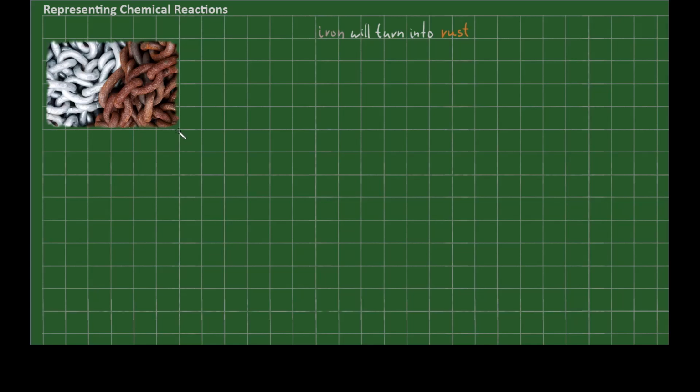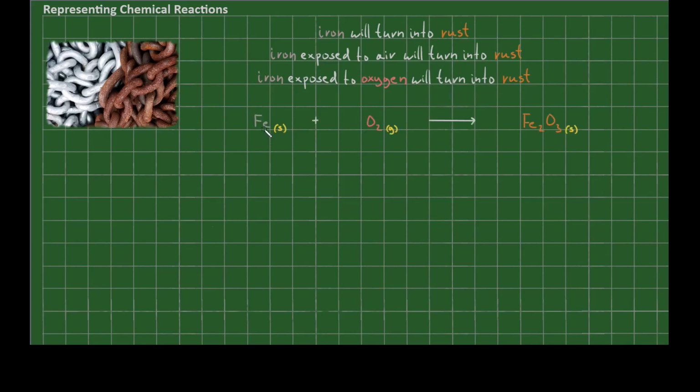It usually happens in presence of air. I could then say that iron exposed to air will turn into rust. But what is it in the air that causes iron to turn into rust? Well, it turns out it is oxygen. And so now I could say that iron exposed to the oxygen in the air will turn into rust. How can I represent it using chemical formulas? Here we have Fe for iron, O2 for oxygen, and Fe2O3, which represents rust.